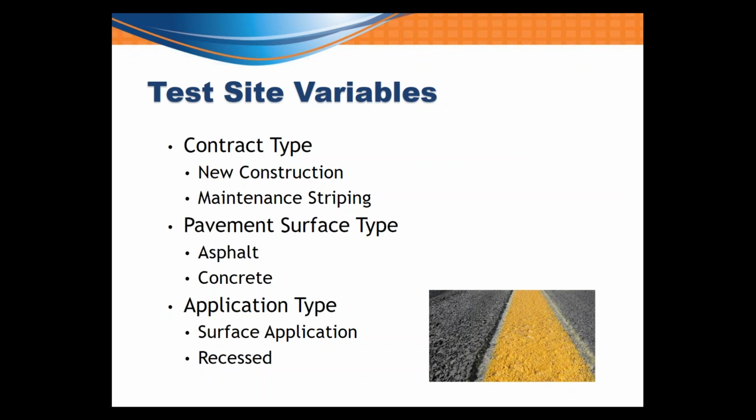We also select the test sites based on the surface type of the pavement itself. So we had test sites for both asphalt and for concrete. And then we also divided the test sites by application type, whether the pavement marking was applied directly to the final surface of the pavement or if it was actually recessed, which is shown in this picture on the right side of the slide, where you actually grind a recessed slot into the pavement and then apply the marking material into that recessed slot. So that way the entire thickness of the marking material is below the final surface of the pavement and helps increase the durability and expected lifespan of that material.